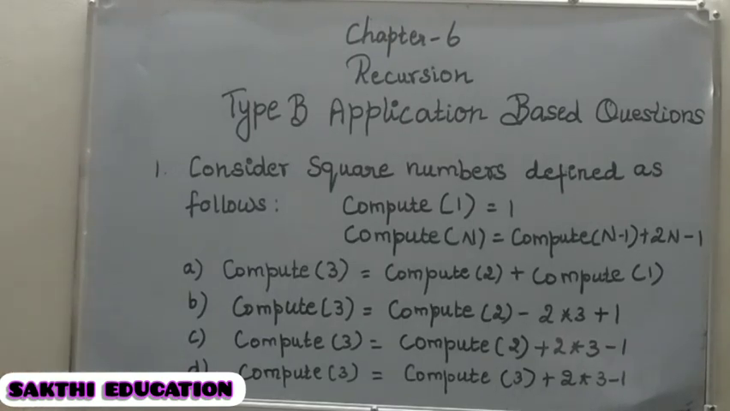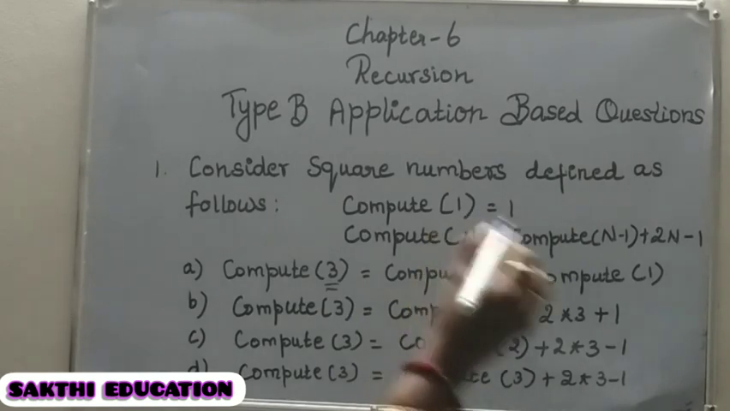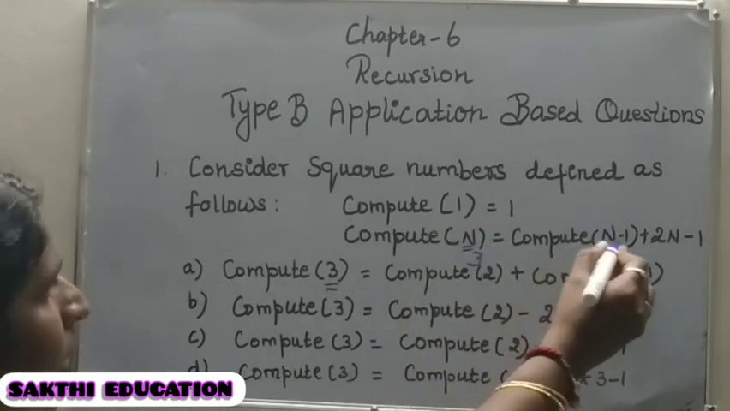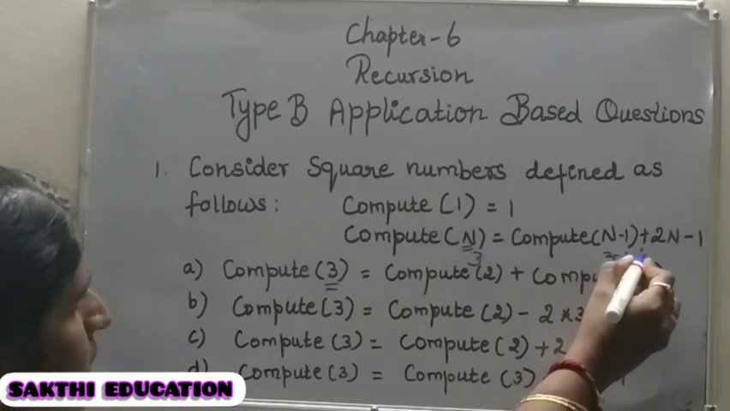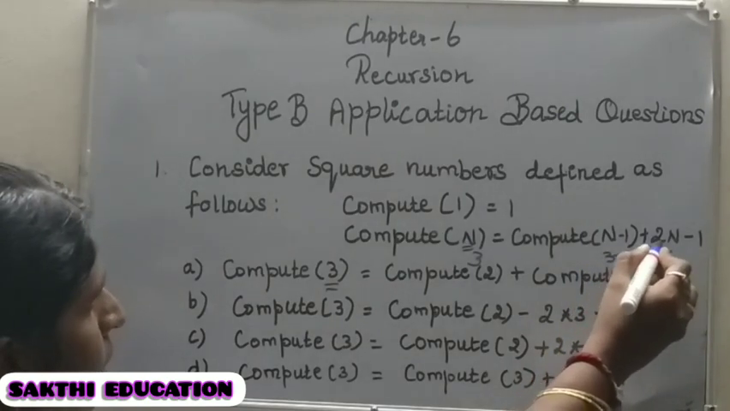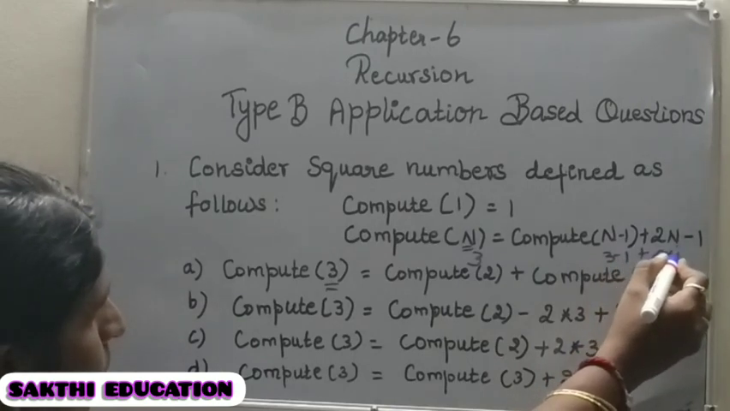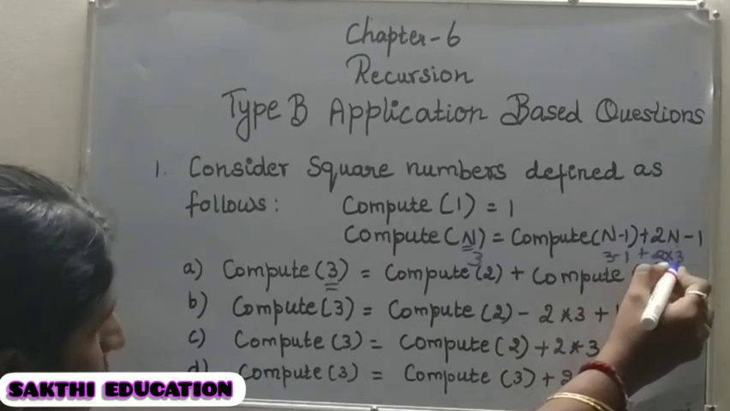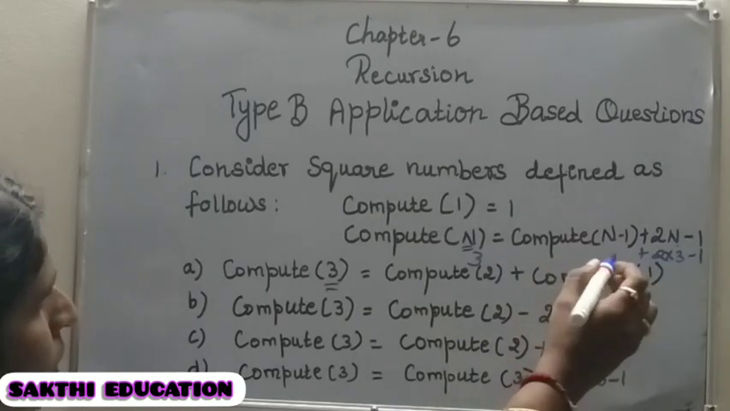So what is your n value? They have given 3 as your n value. In the place of n, apply 3. Then n minus 1, what is it? 3 minus 1, plus 2 into n, since 2n is represented as 2 into n. That is, n value is 3, so 3 minus 1 is 2.